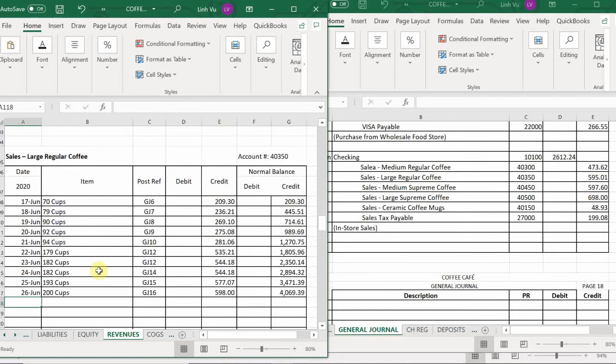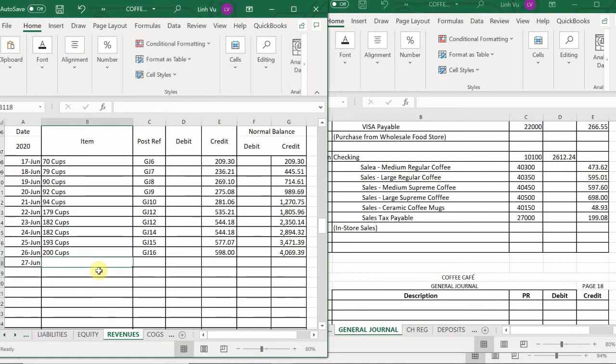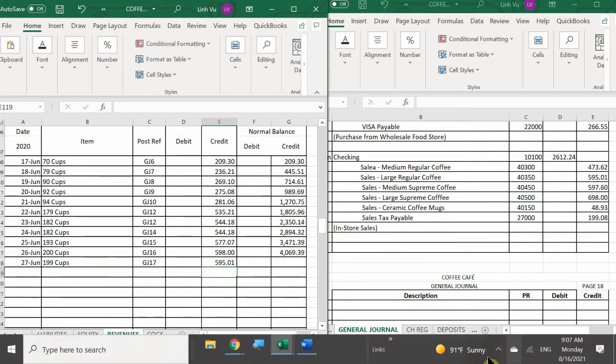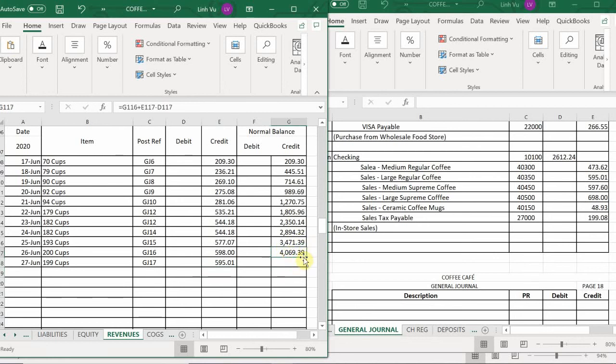Next, we can go to the sales of large regular. We sold 199 cups. $597.60. Wait, am I putting in the wrong amount? Let me look at that again. Sorry, we are still on large regular. That's totally the wrong number. We've done 595.01. Yes. 59501. And that brings our grand total to 4664.4. Good.